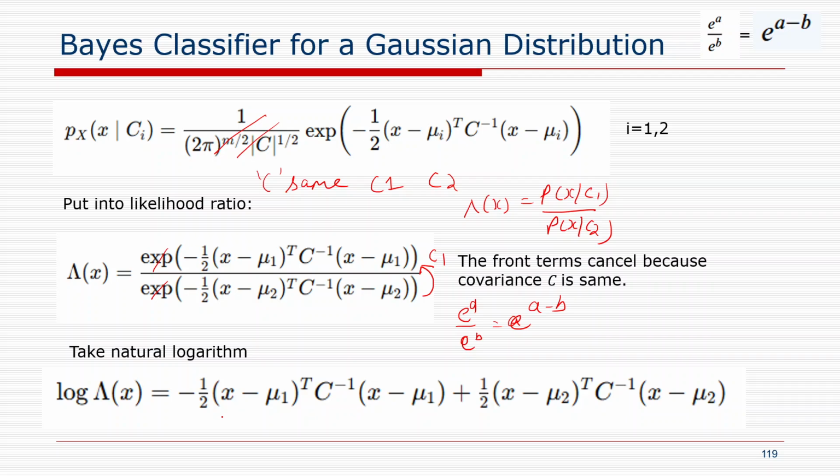And therefore we will now have the log lambda of x equal to minus 1 by 2 times (x minus mu1) transpose multiplied by the covariance matrix inverse multiplied by (x minus mu1), plus 1 by 2 times (x minus mu2) transpose, the whole term multiplied by the covariance matrix inverse and then (x minus mu2).